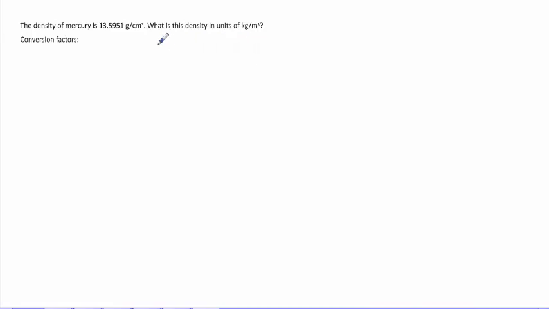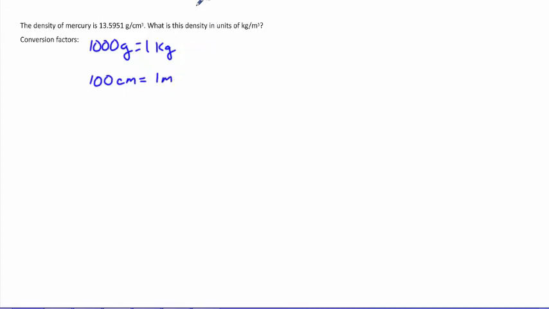So there's two different parts that we have to convert. We have to convert the grams into kilograms, and we have to convert the centimeters cubed into meters cubed. So conversion factors that will be helpful. From grams to kilograms, there are 1,000 grams in every 1 kilogram. Now, off the top of your head, you probably don't know a direct conversion between centimeters cubed and meters cubed, but you do know that centi means 100, so there are 100 centimeters in every 1 meter.